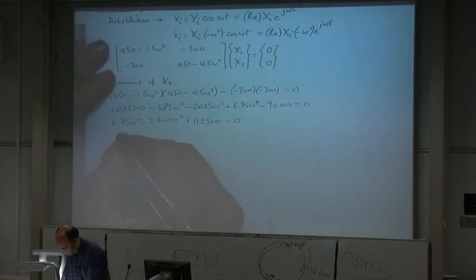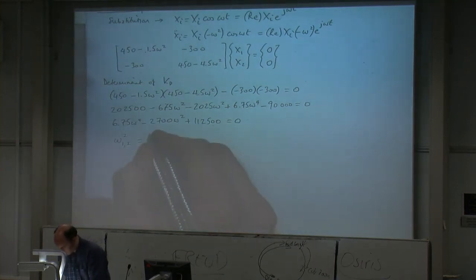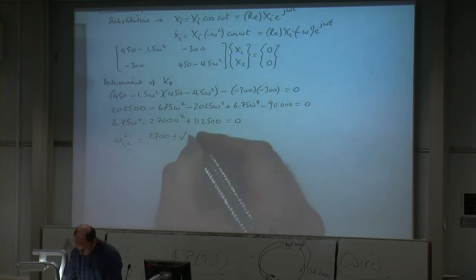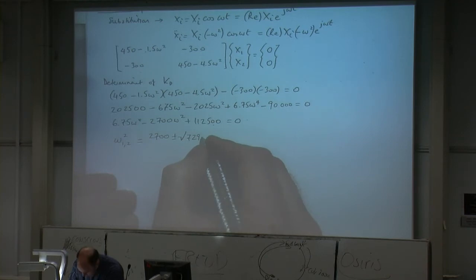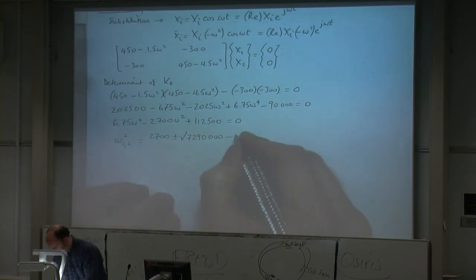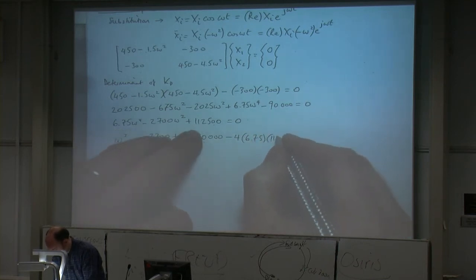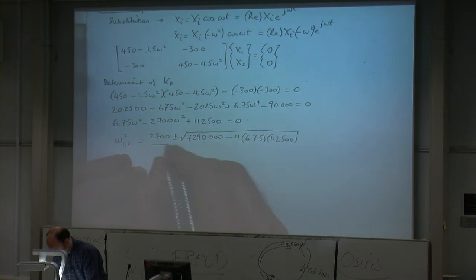So with a quadratic equation, we can use the quadratic formula. So omega 1 and 2 squared equals, well, we have minus b, so that's 2,700, plus or minus the square root of b squared, which I happen to work out as being 7,290,000, minus 4 times a, which is 6.75, times c, which is 112,500, divided by 2 times a.